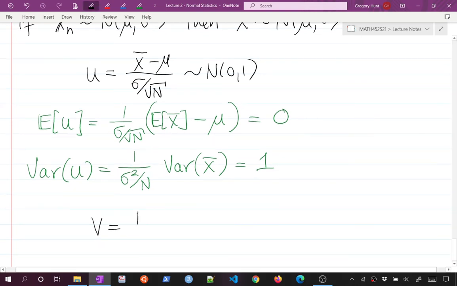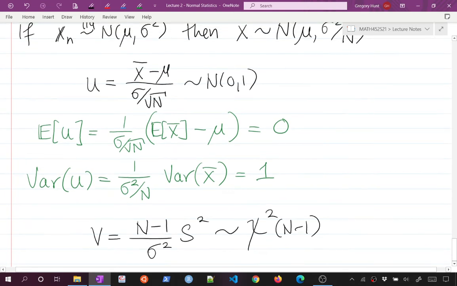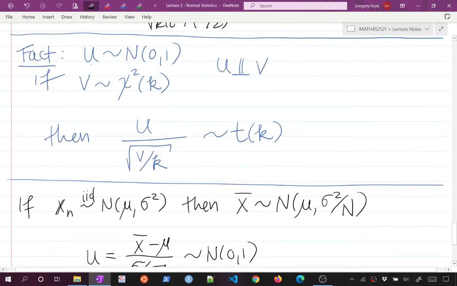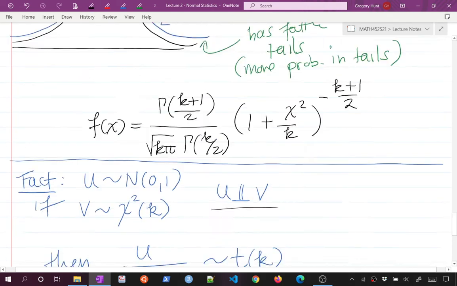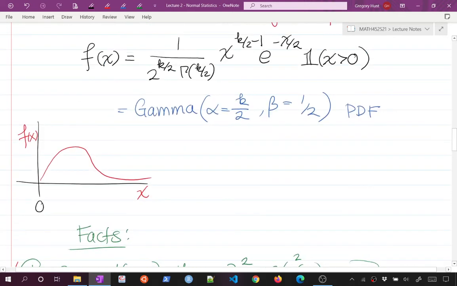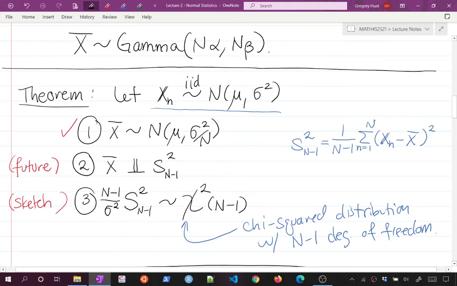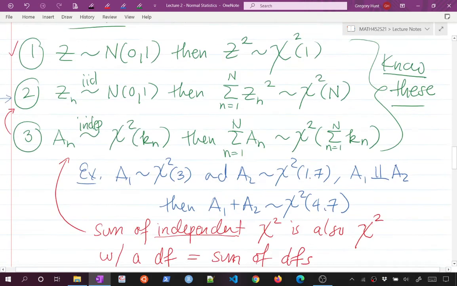V, I'm going to use the other part of my theorem. I'm going to say it's n minus 1 over sigma squared times s squared. And if you believe the theorem, and I gave a sketch that I'm sure no one wanted to listen to, this is chi-squared on n minus 1 degrees of freedom. And what I wrote above here is u is normal 0, 1, v is this. We need independence. But wait, we have a theorem. Our theorem says that x bar and s squared are independent. Ain't that nice?